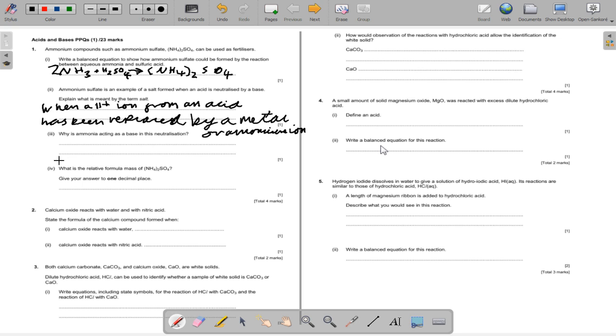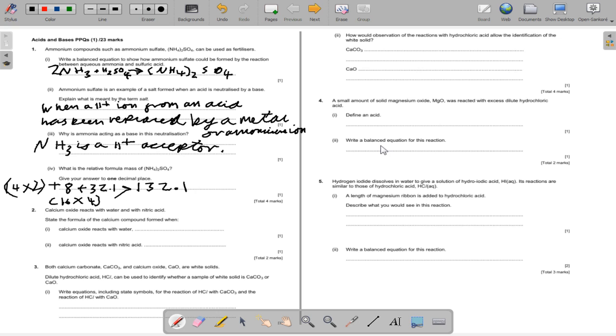So why is ammonia acting as a base in the neutralization? Because ammonia accepts protons. NH3 is a H+ acceptor. And the relative formula mass for (NH4)2SO4 is 132.1. So you times 14 by 2 and you add 8 hydrogen atoms plus 32.1 and 16 times 4 to get that number there.